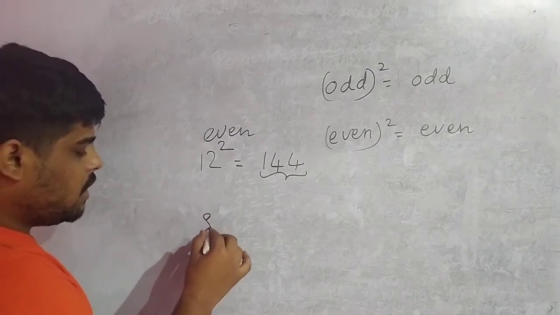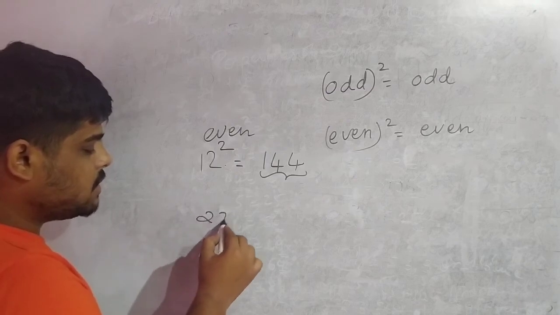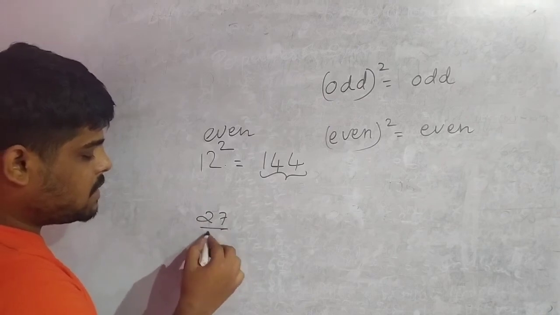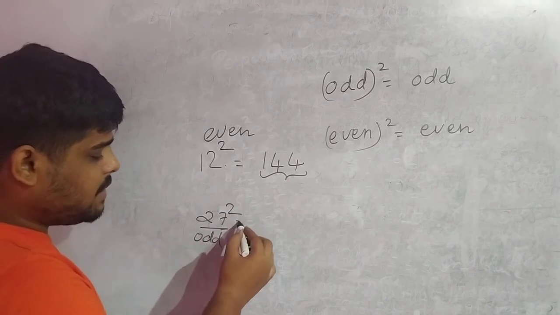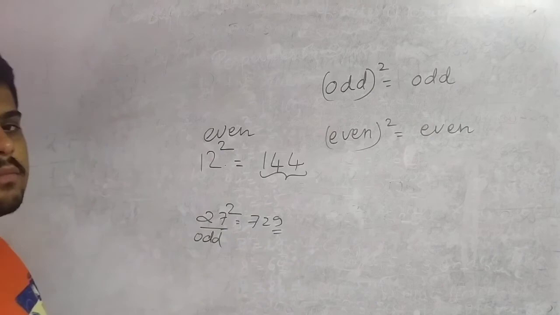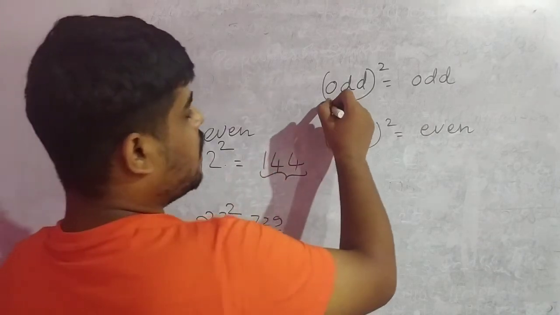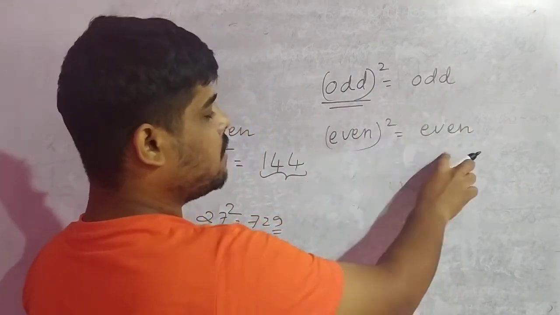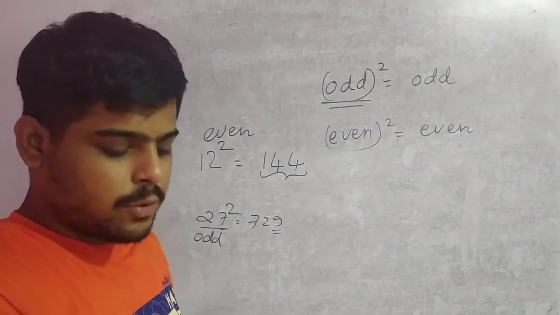Now if we take a number, 27. 27 is an odd number. If we square this number, we get 729. That is also an odd number. So the square of an odd number is always an odd number, and the square of an even number is always an even number. So open exercise 6.1, students.